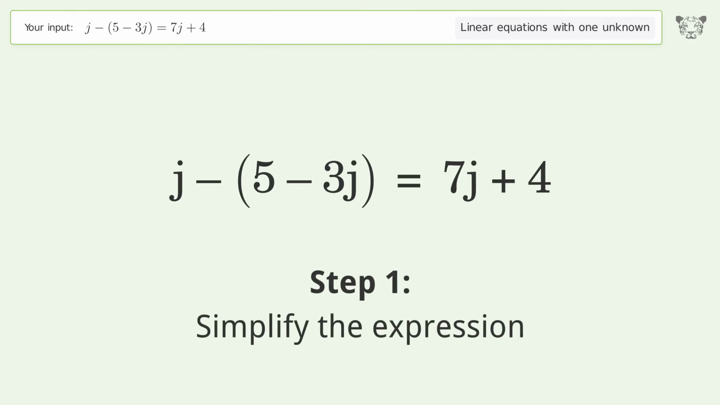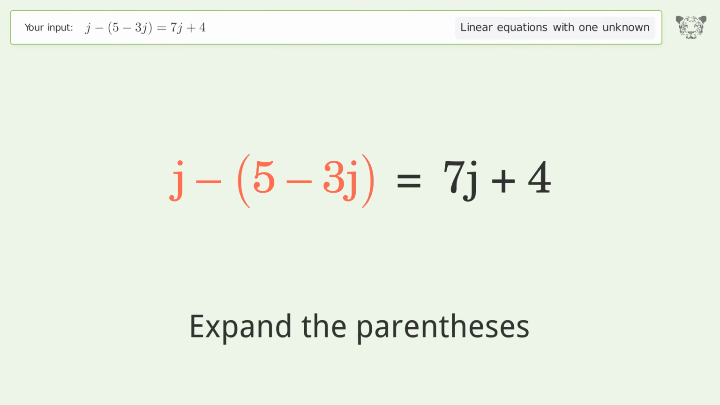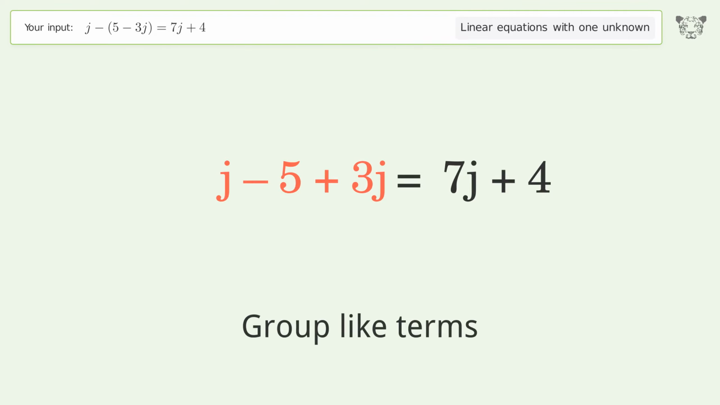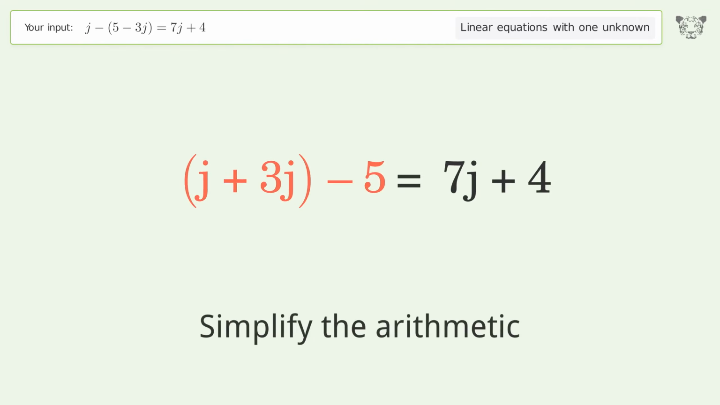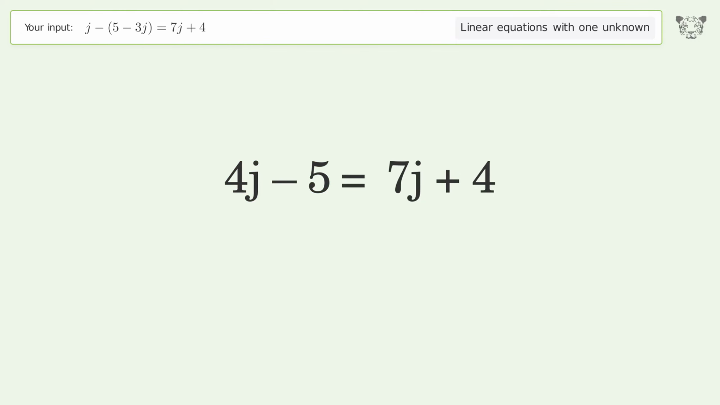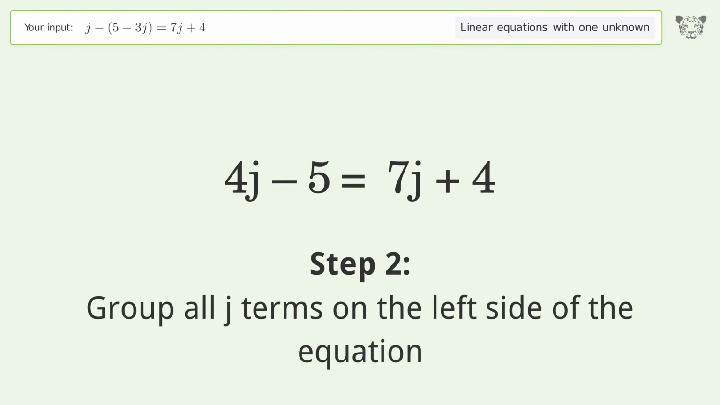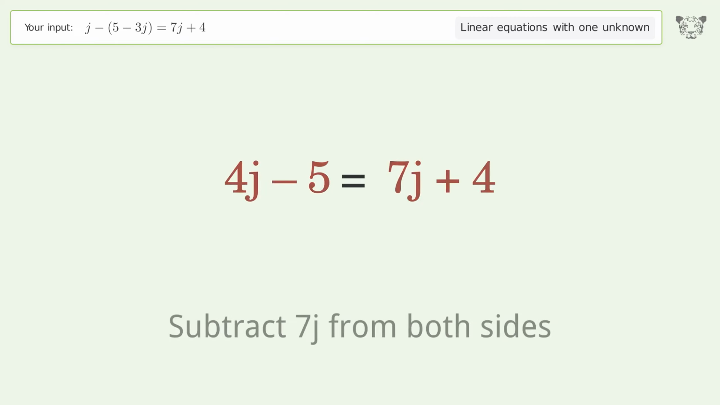Simplify the expression. Expand the parentheses. Group like terms. Simplify the arithmetic. Group all j terms on the left side of the equation. Subtract 7j from both sides.